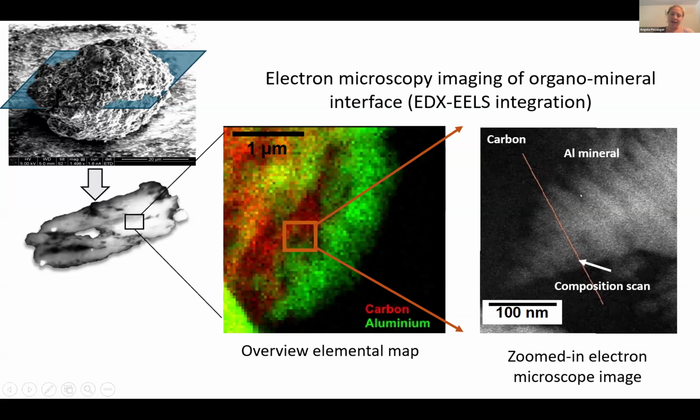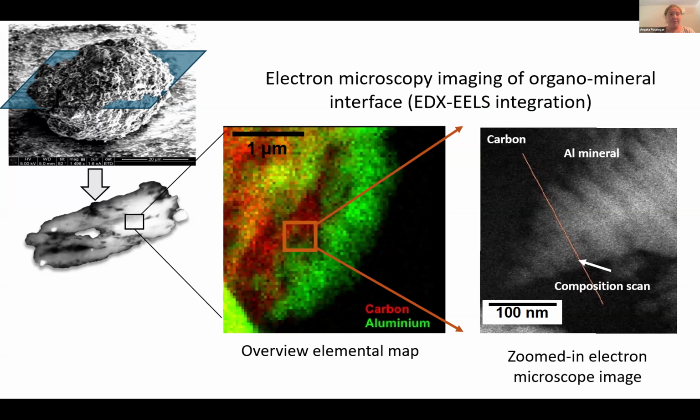We conducted a variety of different measurements, so point scans, line scans across the interface between an aluminum mineral shown here with sort of platy structure and a carbon region. And in that, we're able to look directly at that interface between aluminum and carbon, which was an exciting methodological advancement, I think, for looking at these complex materials.